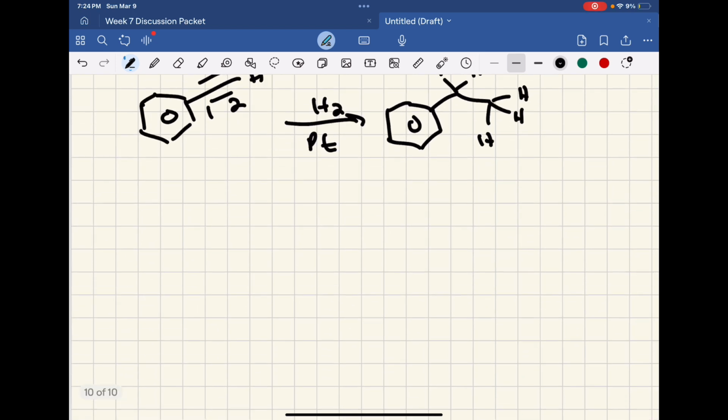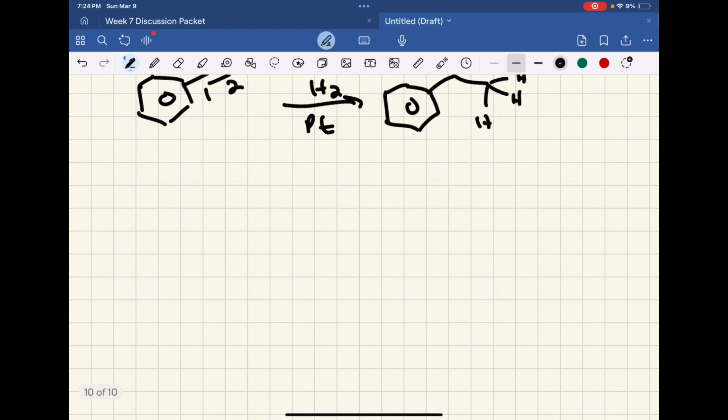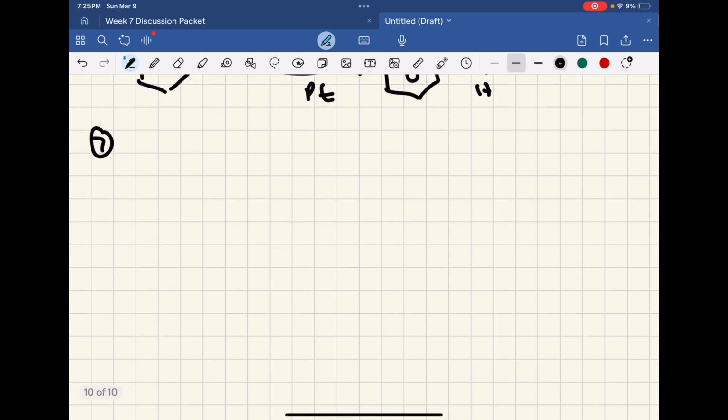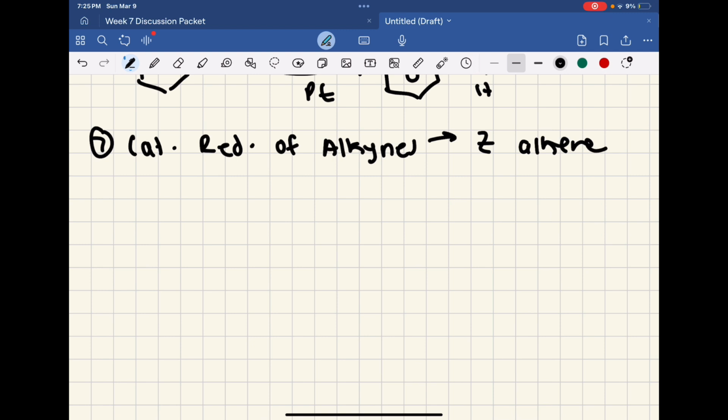There are 2 other types. So that was number 6. Let's do another reduction, another catalytic reduction. So that was catalytic reduction of alkynes to alkanes. And now there's catalytic reduction to alkenes, and specifically 2 types. So cat reduction of alkynes to a Z alkene is what we're going to talk about now.